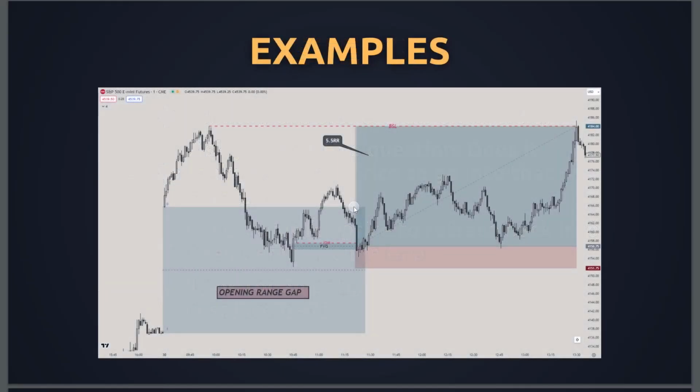Looking at some examples here, and from this point, everything is going to be more clear. This is the 1 minute chart, S&P 500. What do we see? We can see that we draw our opening range gap. Price started going up, still going up, then started to go lower. Doesn't it make sense for price to go and take this high?